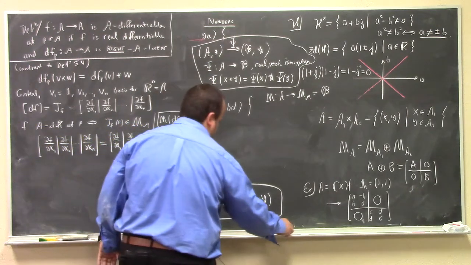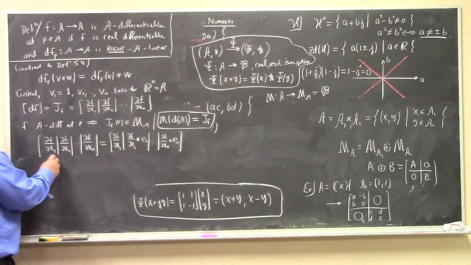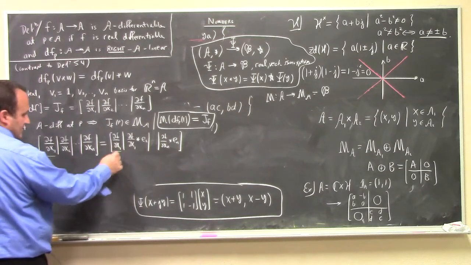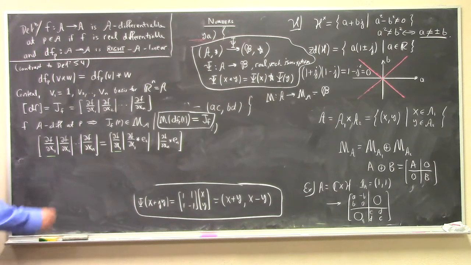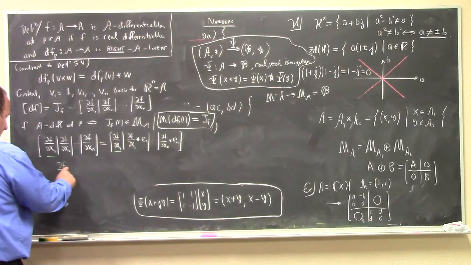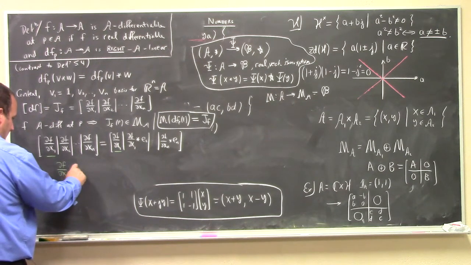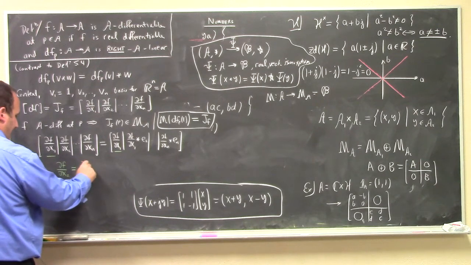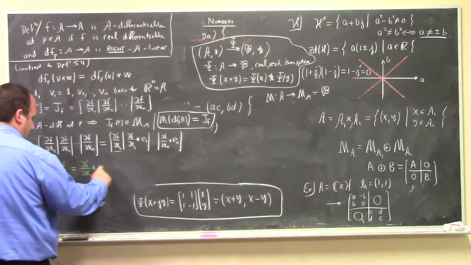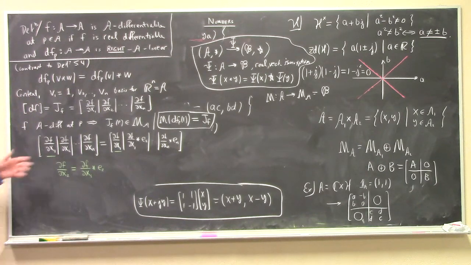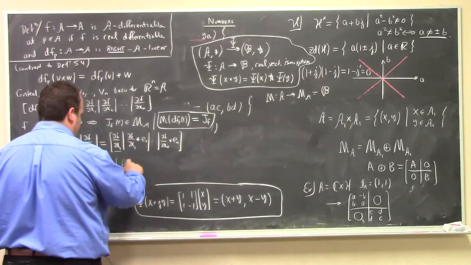I'll do the easy part. Well, the useless part. From this equal to that, from first columns matching, we get nothing. Second columns you get partial f of x2 is equal to the partial f of x1 times e2. That is called the Cauchy-Riemann equation. So this is one of the Cauchy-Riemann equations.